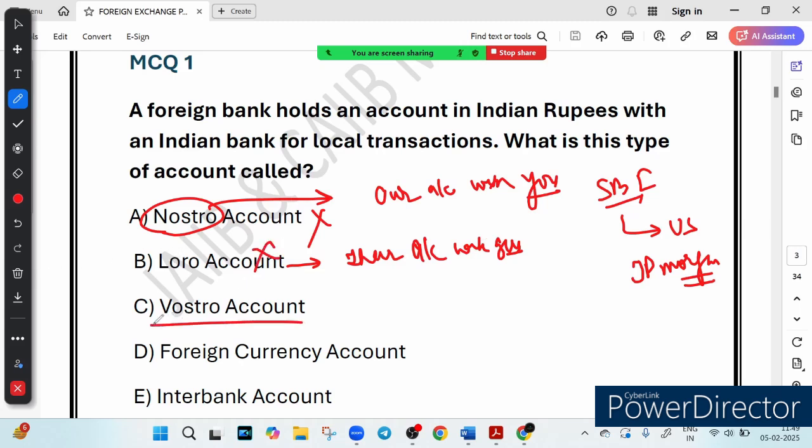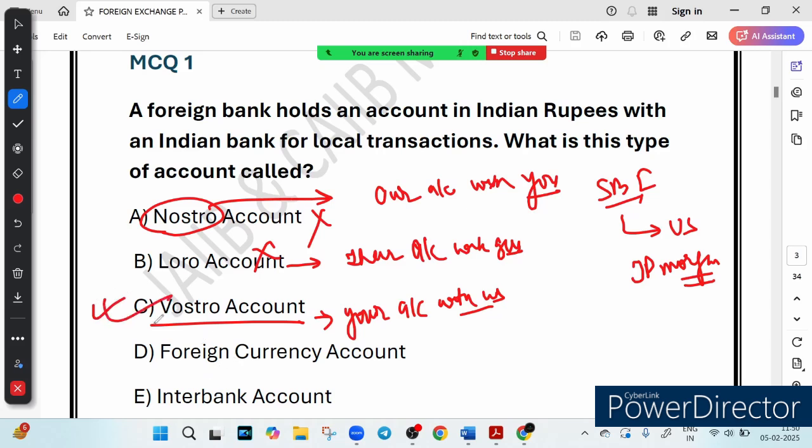Now let's see option number C, Vostro account. Vostro means your account with us. It clearly means your account with us, right? So it is an account maintained by a foreign bank with an Indian bank, in Indian rupees for local transactions. For example, HSBC UK wants to do business in India and holds an account in Indian rupees with HDFC Bank in India. For HDFC Bank, this is a Vostro account. So Vostro account is correct. That is why option number C is correct.